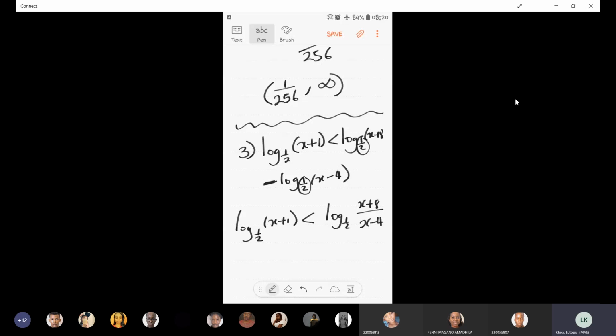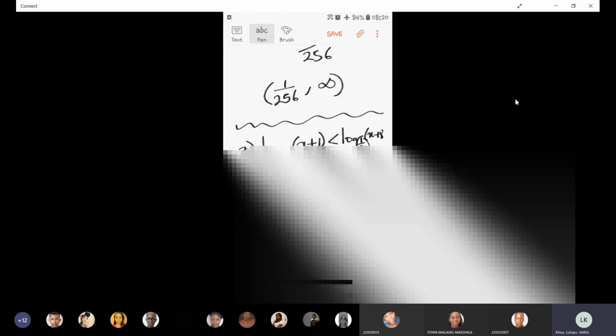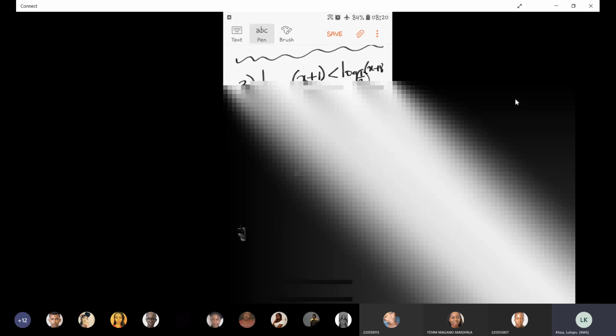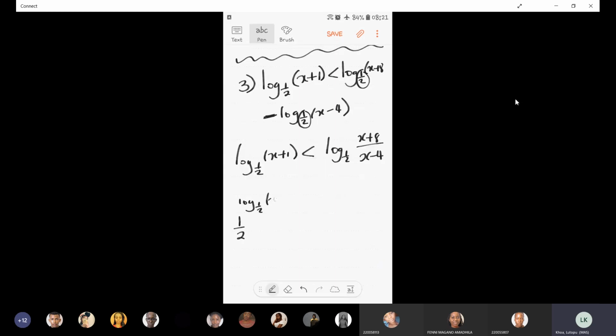So that is how we work out the laws of logarithms. Then I would do the exact same thing. I would raise both sides to the power of a half, or I'll make half to the power of both sides. So I have half to the power of log base half of x plus 1, and then my sign will change direction. Why does it change direction? Because the base is less than 1. So this becomes greater than.